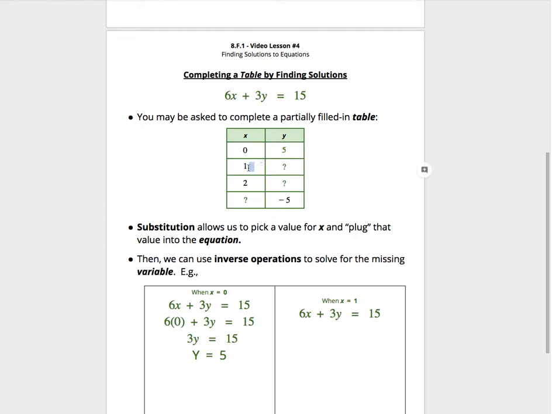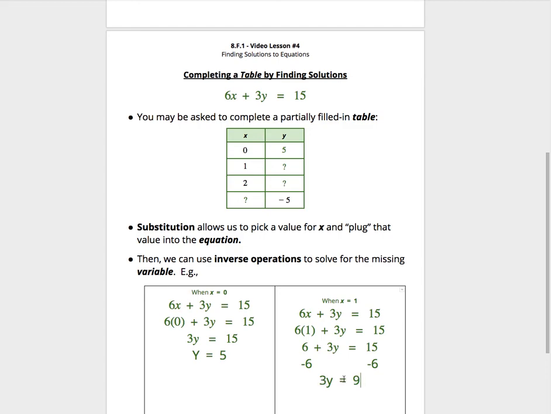Next, we could plug in a 1 for x. We would take this equation, 6x plus 3y equals 15, and we would replace the x with the value 1 this time. 6 times 1 is just going to equal 6, so we're left with the equation 6 plus 3y equals 15. And if we were to subtract 6 from both sides of our equation, that would eliminate the 6 from the left side of the equation, and it would bring us down to a new equation of 3y equals 9 after we do 15 minus 6.